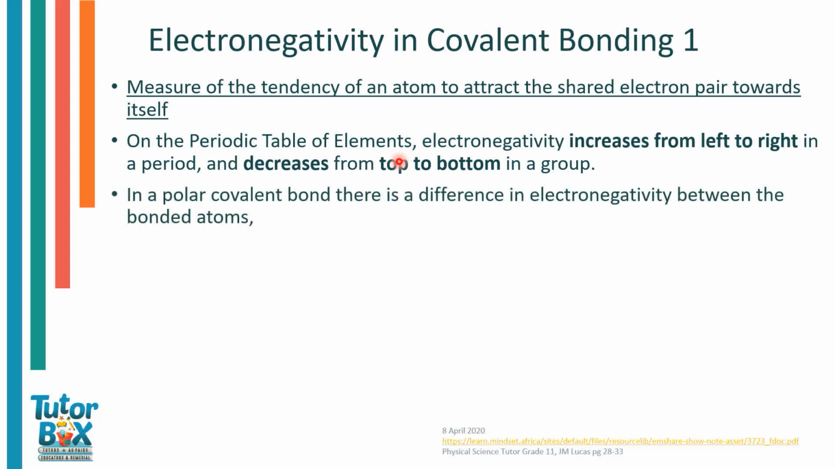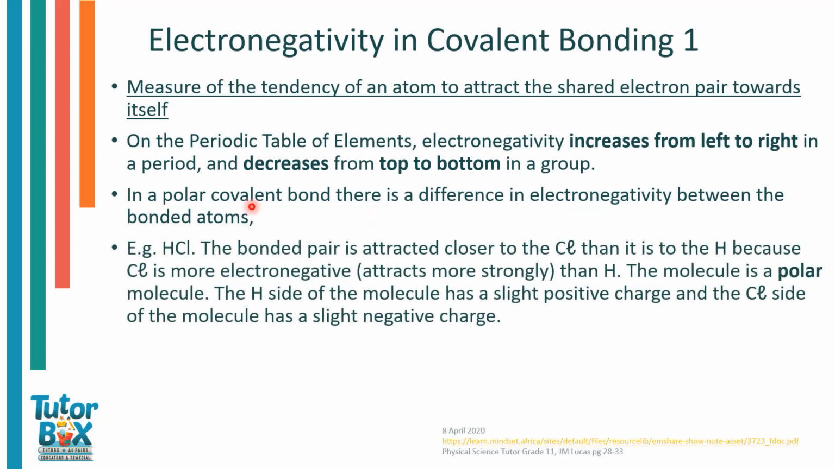In a polar covalent bond, there is a difference in electronegativity between the bonded atoms. For example, in HCl, the bonded pair is attracted closer to the chlorine than to the hydrogen because chlorine is more electronegative. The molecule is a polar molecule. So all that means is polar means it has poles. Because the chlorine attracts more strongly, it'll be slightly negative, as it says, chlorine slightly negative, and the hydrogen will be slightly positive. You will see your electronegativities on your periodic table, which is why it's so important.